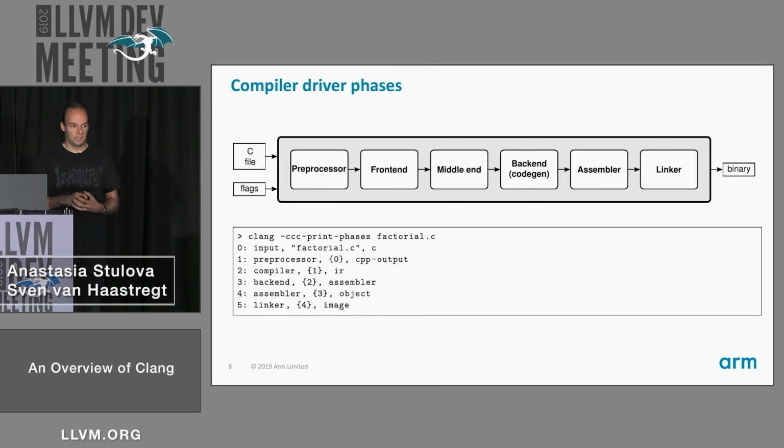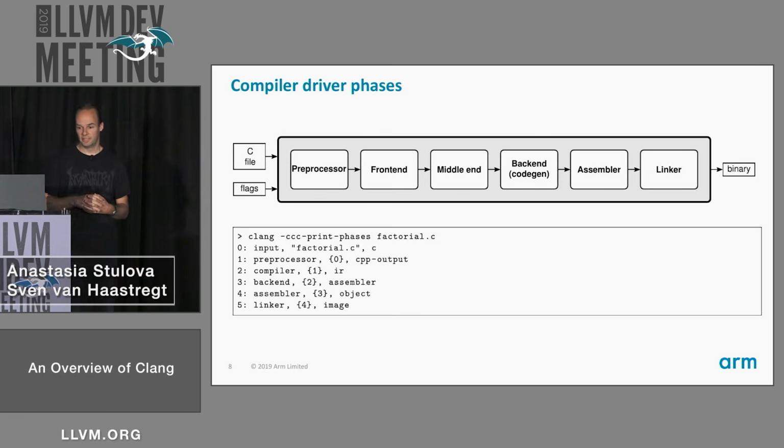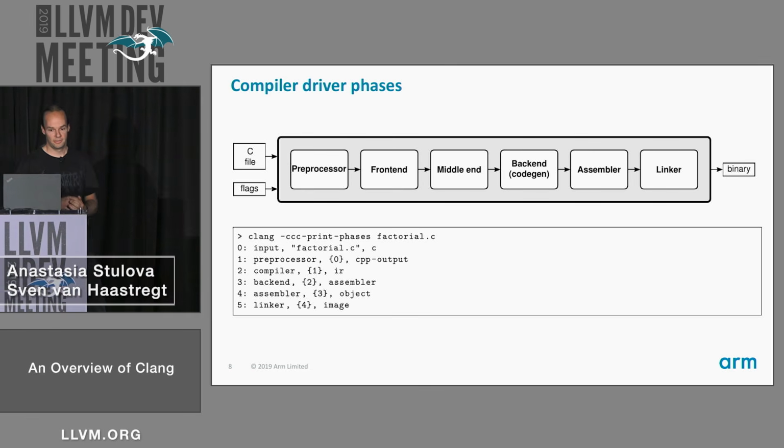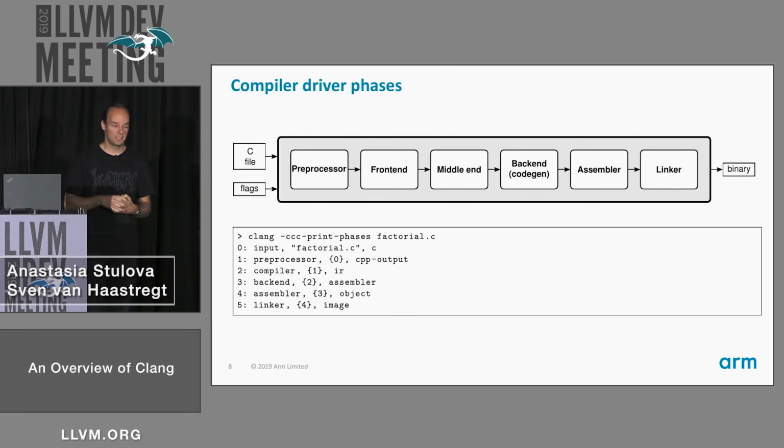If you run Clang on any input file, you can tell it to print all the different phases, or all the different steps of the compilation pipeline it's going to run through, with the -ccc-print-phases option, which you see here.